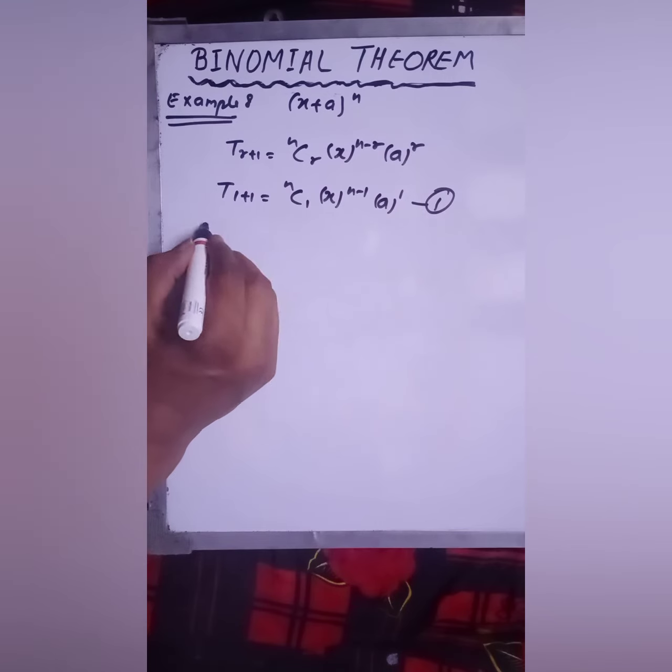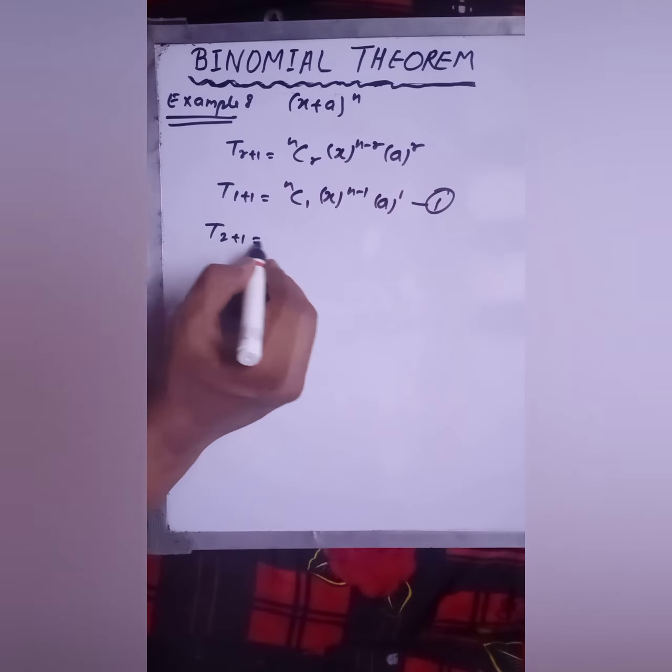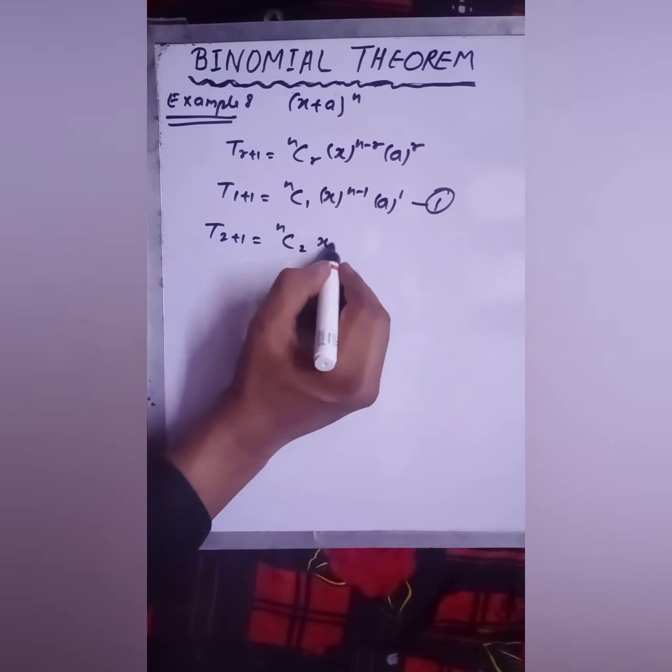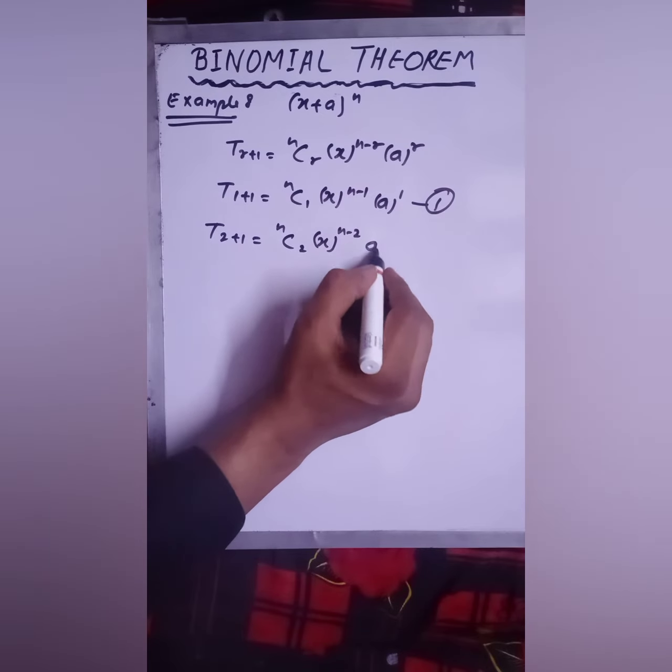Similarly, your third term means your r would be 2. So C(n,2) x to the power n minus 2, a raised to power 2.